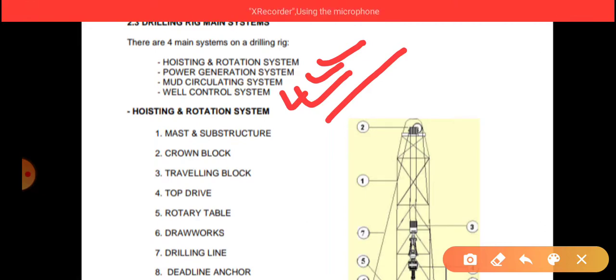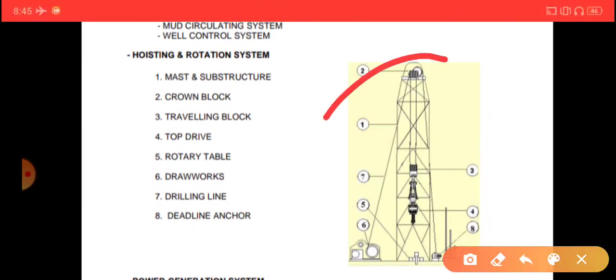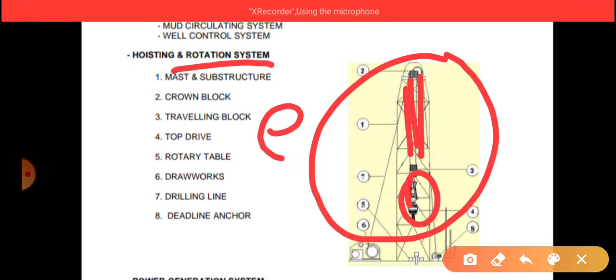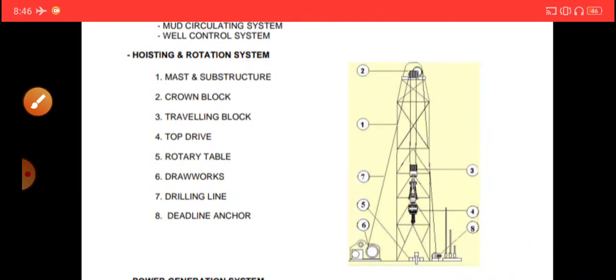So what is the hoisting and rotating system, and what components does it consist of? See here, this is the information of the hoisting and rotating system. Hoisting means we hoist this traveling block with the help of these lines, whenever we are lifting the load from lower to higher with the help of this hoisting system. And what does rotation mean? Revolving. Because of drilling, we are rotating with the help of the drill string, so that is rotation. And these are the two systems.